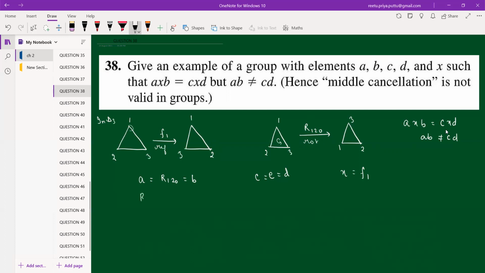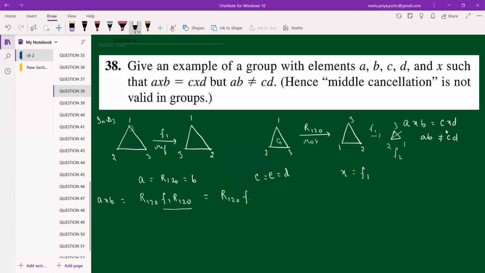Now what happens to R120? So I am finding AXB here. So it's R120, F1, R120. First of all, I'll do R120. And then when I do F1 here, it gives you 3, 2, 1. So basically, it gives you R240, sorry, F2. It's F2 actually. So these two will give you F2.